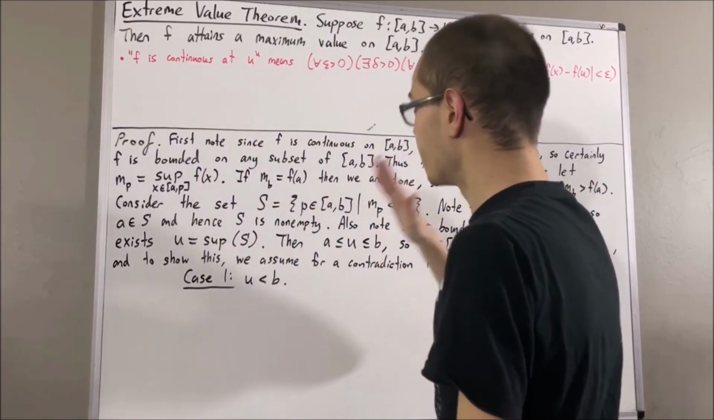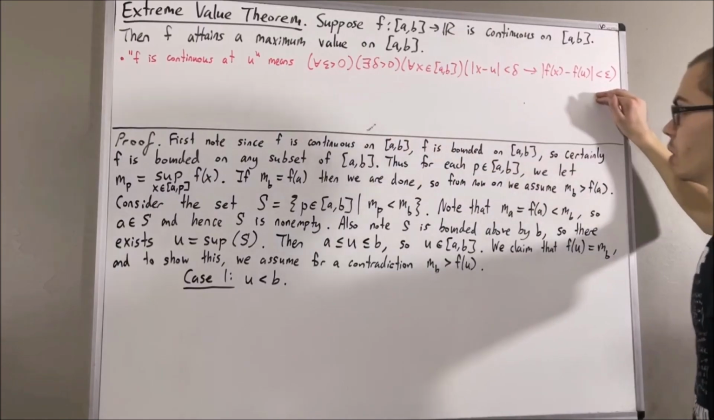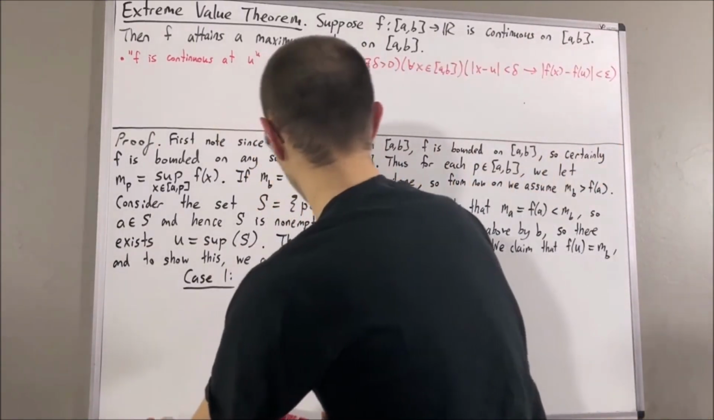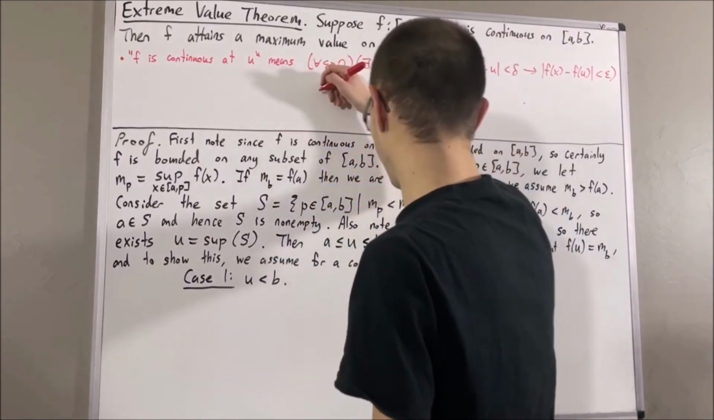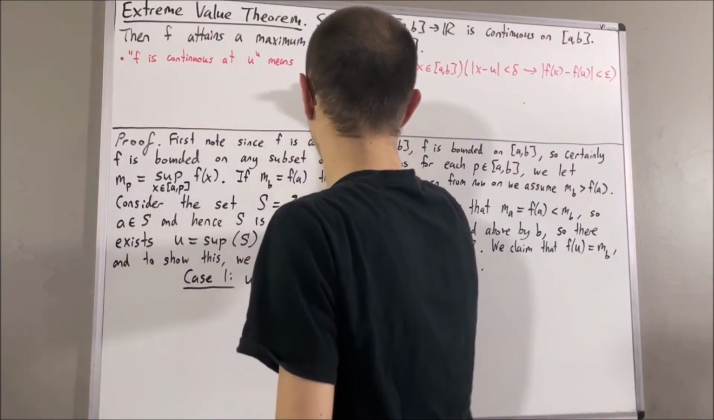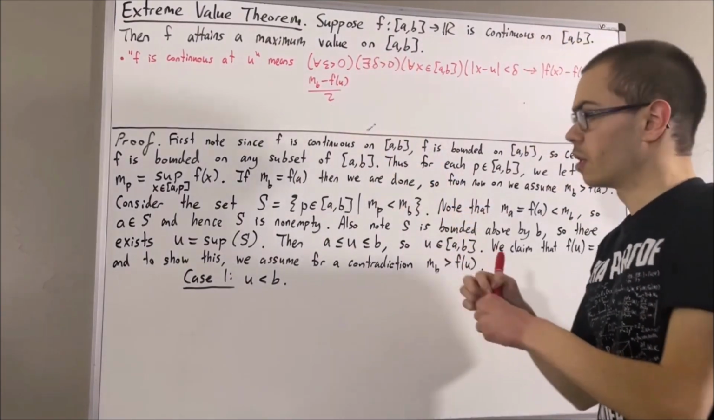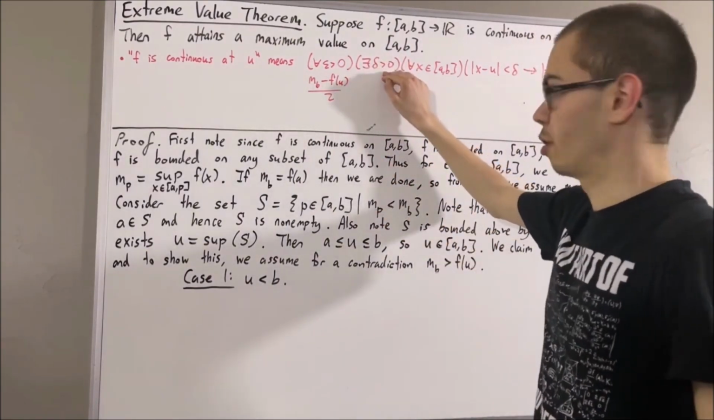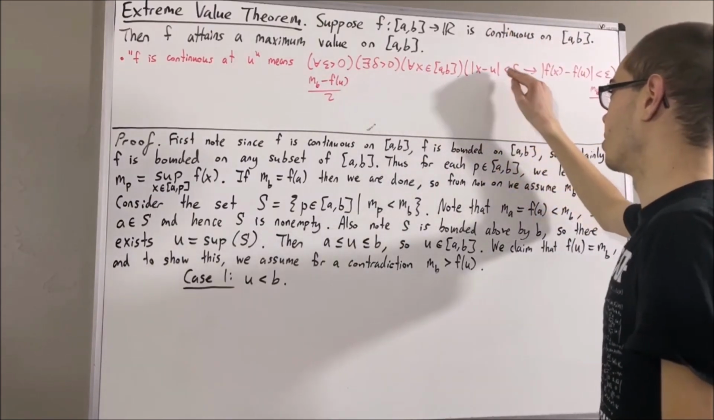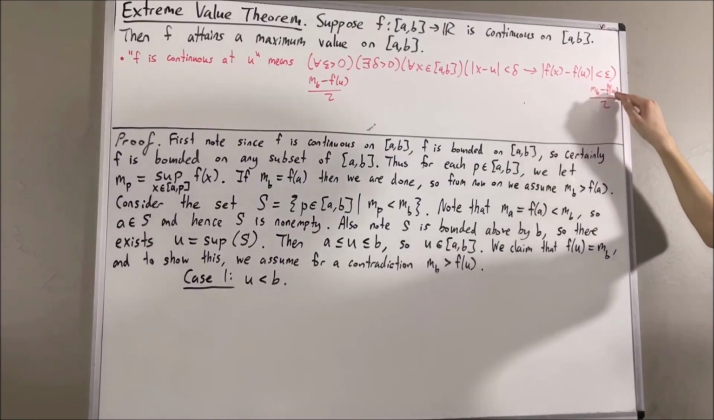So since F is continuous at U, we are given that this statement is true. And this statement works for every positive real number. So in particular, it must work for the positive real number MB minus F of U over 2. So taking epsilon to be MB minus F of U over 2, there exists a delta greater than 0 such that for all x in A comma B, if the absolute value of x minus U is less than delta, then the absolute value of F of x minus F of U is less than MB minus F of U over 2.